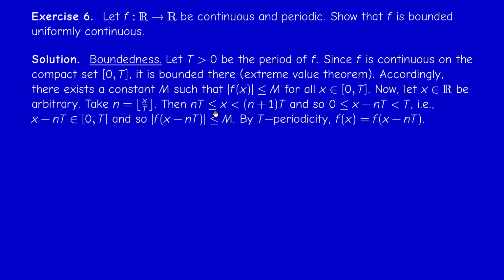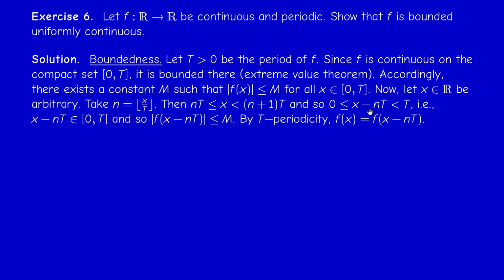And when I multiply by t, I get that x is between nt and (n+1)t. So x lies necessarily in an interval of length t. When I subtract nt, it's a translation. So when I translate x, suppose that the interval [0, t] is here and x is here. By translation, I can make x be in the standard interval [0, t], the reference interval.